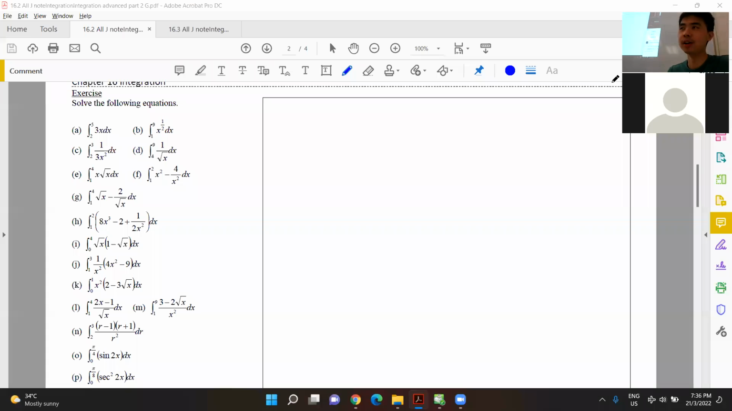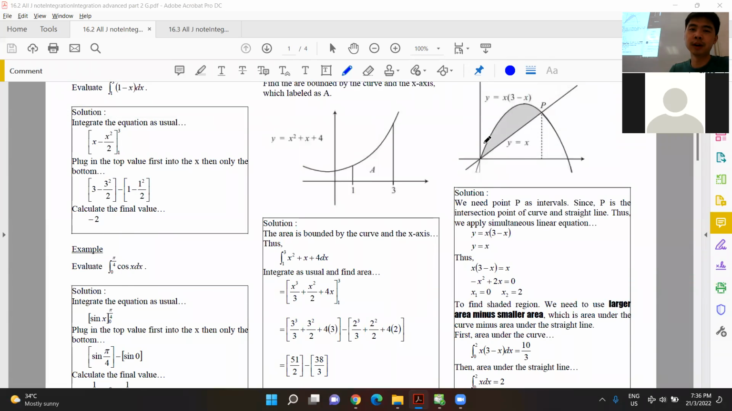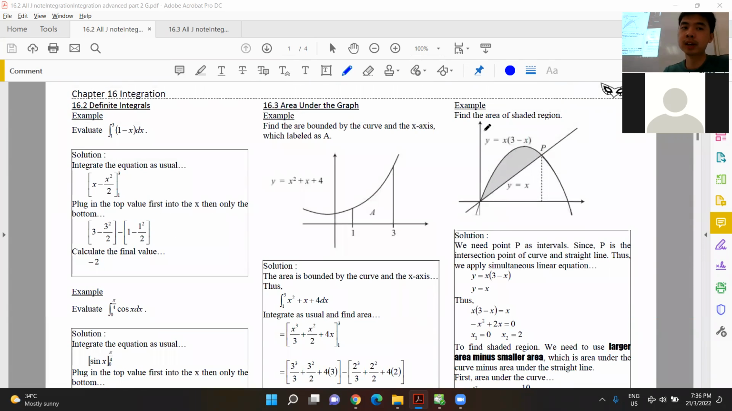It's easier than what the actual questions are, right? It's going to be a bit harder than this, but first we need to understand what we're doing. If you look at your first page here, today what we're doing is definite integrals. That means there is a limit set for our integration.